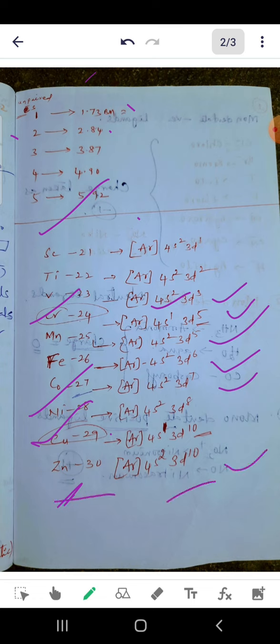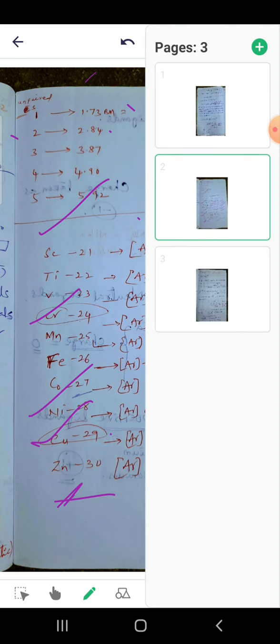This table you also have to remember when we explain VBT theory, complex nature, magnetic nature, and electron configuration. It is most useful, and you have to remember this table form. Take the next one here.